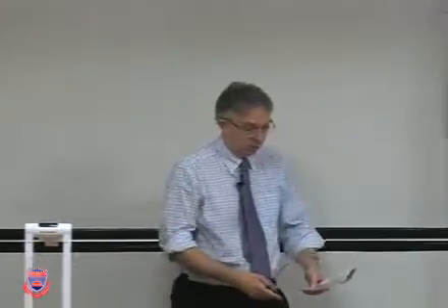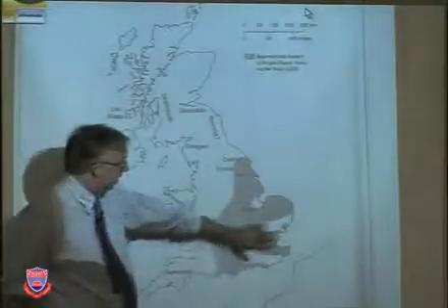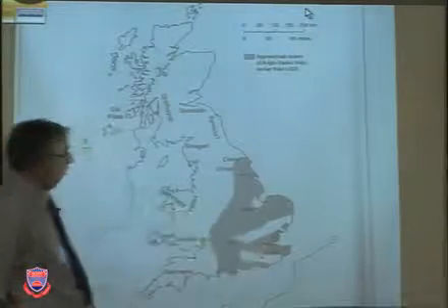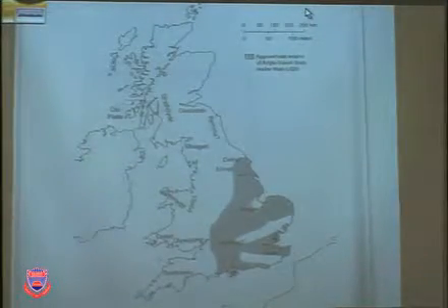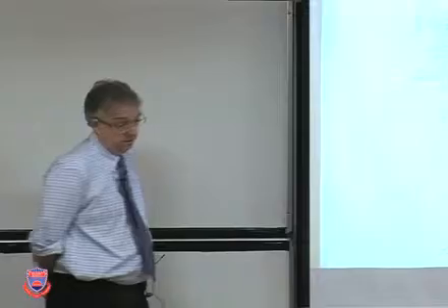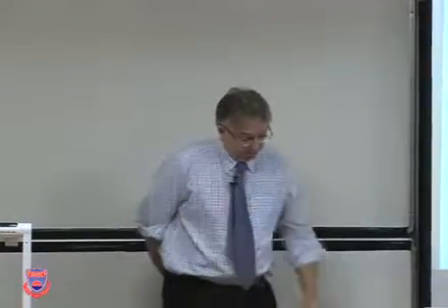Then things begin to fall apart. The end of independent Roman rule. The Romans leave effectively, and in the southern and eastern parts of Britain, we see the arrival of Germanic-speaking peoples from the continent, the Angles and Saxons. And that grey area there indicates roughly their region of settlement, they think, by about the year 500.